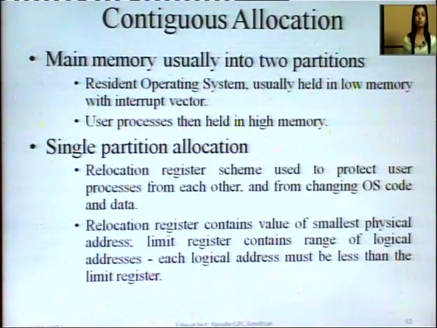Contiguous allocation: main memory is usually divided into two partitions. Single partition allocation uses relocation register schemes to protect user processes from each other and from changing operating system code and data. The relocation register contains the value of the smallest physical address. Each logical address must be less than the limit register.